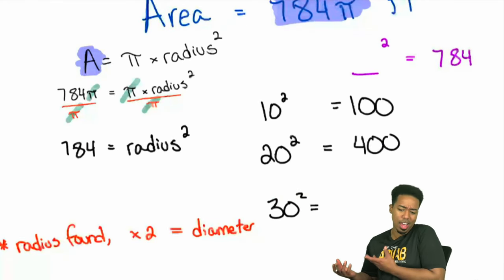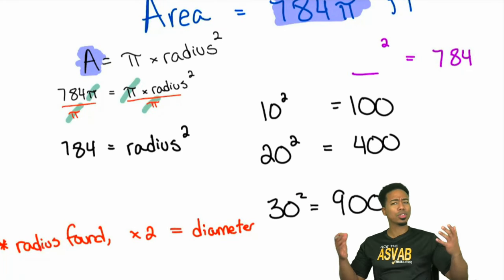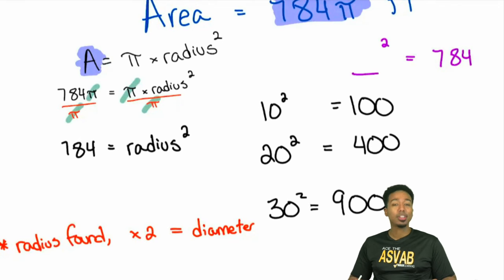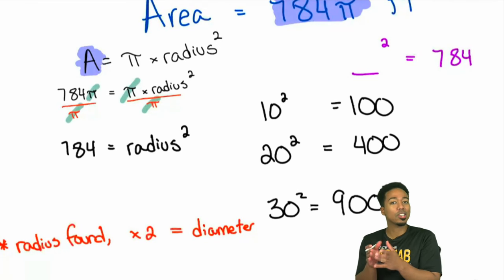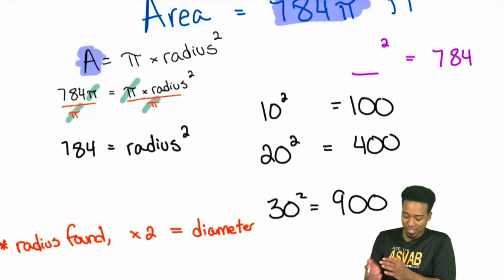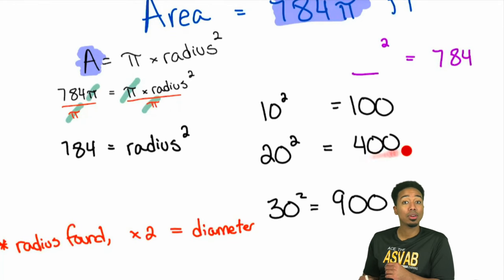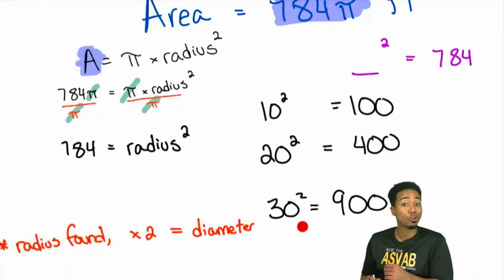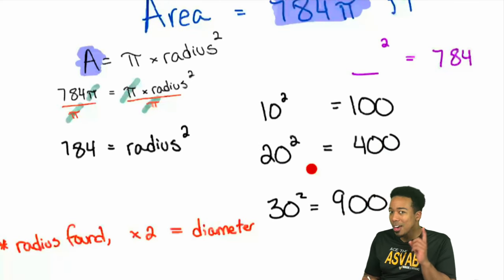3 times 3 is 9. 900. Okay. Where are we going with this, coach? Here's what I'm doing with this, everybody. Remember that what we're doing is we are looking to see what number multiplied by itself gives us 784. So my question to you is this. What number, when you multiply it by itself, ends in a 4? Because I know that if 20 squared is 400 and 30 squared is 900, 784 is right there in between these two. I know that for a fact.